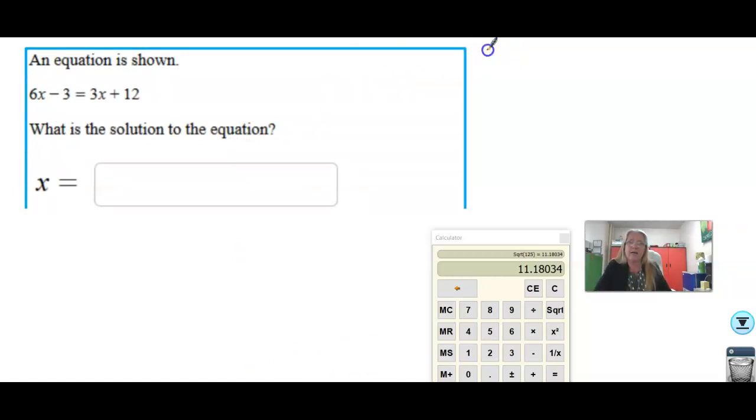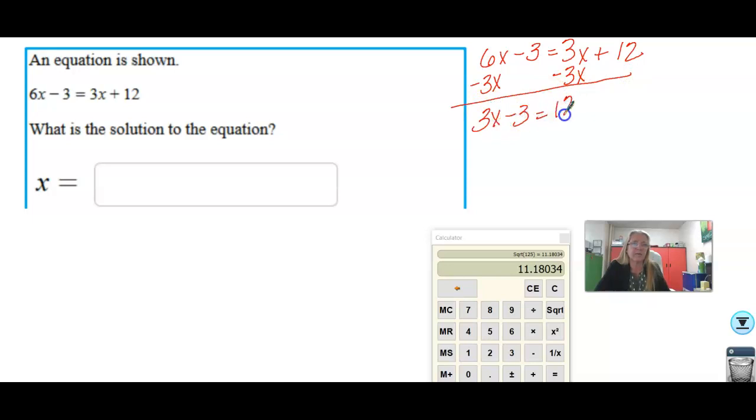All right. We have 6x minus 3 equals 3x plus 12. Our first step when we are solving problems like this is to get all of our variables on one side, and we usually want to get rid of the smaller one. So 3 is smaller than 6, so we'll subtract 3x from both sides. That gives us 3x minus 3 equals 12.